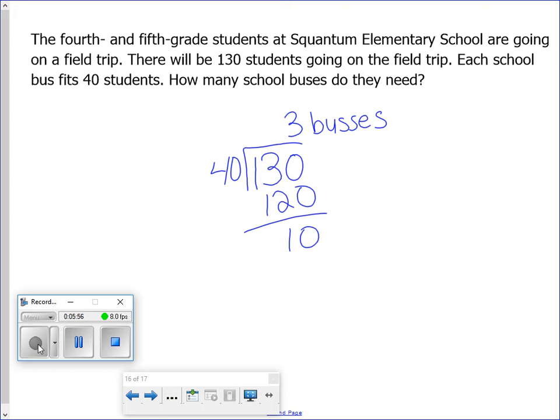130 students divided into 40 buses would be 3 buses, remainder 10. Well, what does that remainder 10 mean? Remainder 10 means we have 10 students that do not have a bus to ride. So this is an example of rounding. We need to add 1 to our answer. 3 buses will not be enough. So our final answer is how many buses are needed? 4 buses are needed for this field trip.